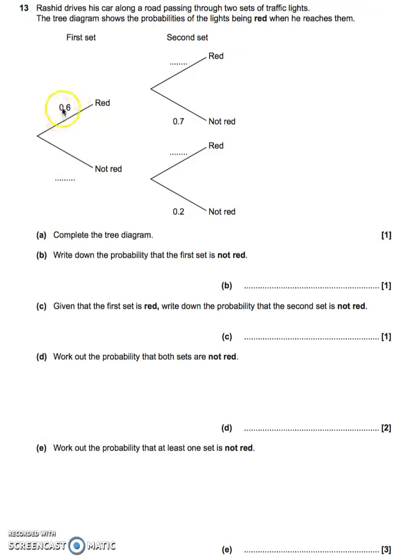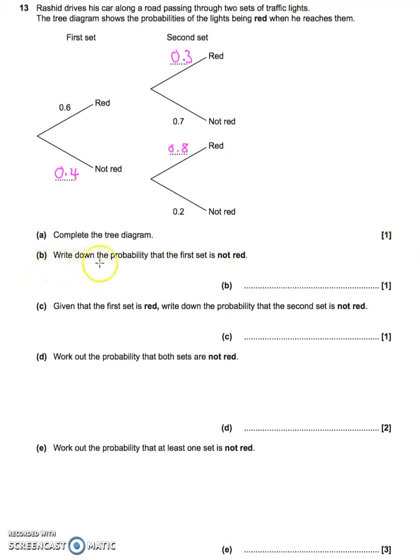So knowing that these two events are mutually exclusive, i.e. you can't have a light being red and not red at the same time, these two probabilities have to add up to 1, so that number must be 0.4. And the same logic applies for the second set of traffic lights, 0.7, so chance of it being not red is 0.3, and then same logic again here, 0.2 not red, so 0.8 is the chance of it being red this time round. So the tree diagram has been completed, 1 mark for us there.